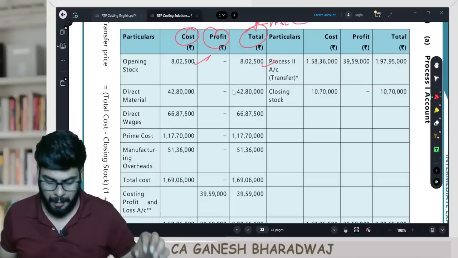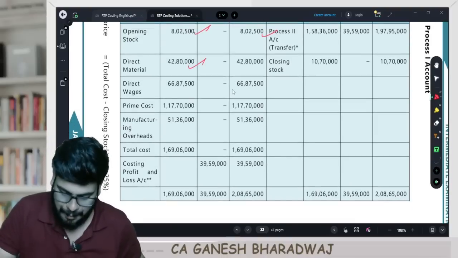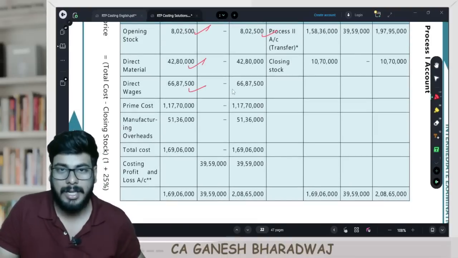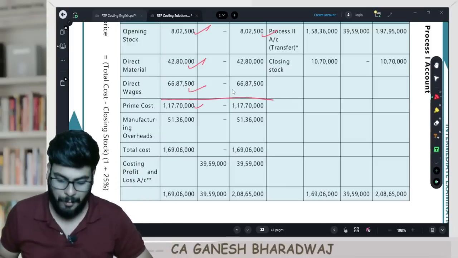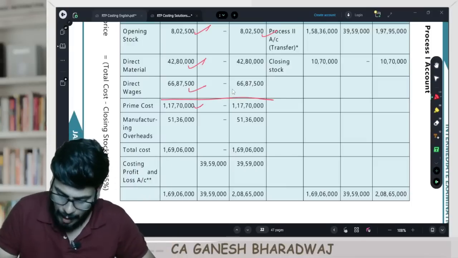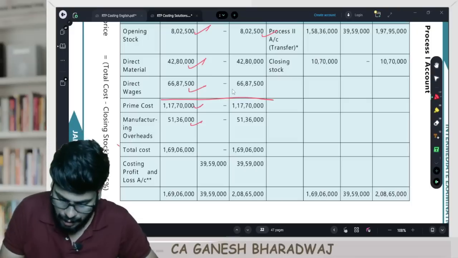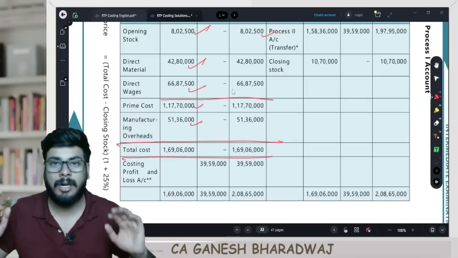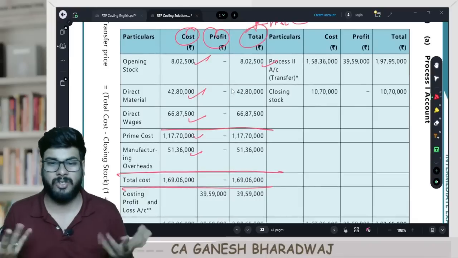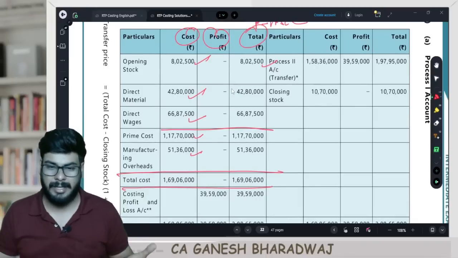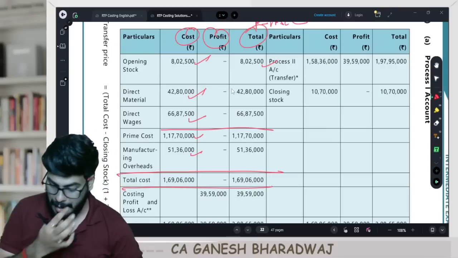Now, in process one, I have made some material purchases, direct wages, right? So if you total this up, you get your total prime cost, right? And then you have your production overheads, then you will get your total cost column. Clear, guys? Are you clear with this? Now inside all these things, there is no profit element, because anyways, this is the first process. There is not a problem at all.